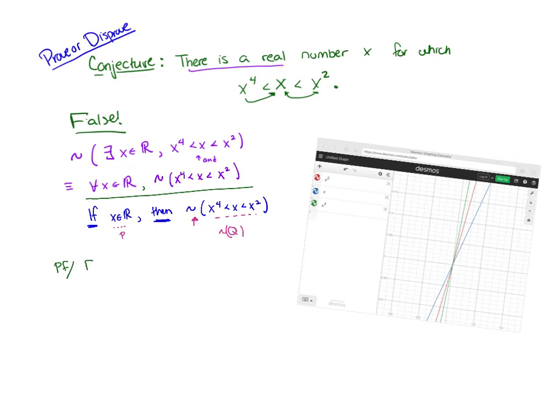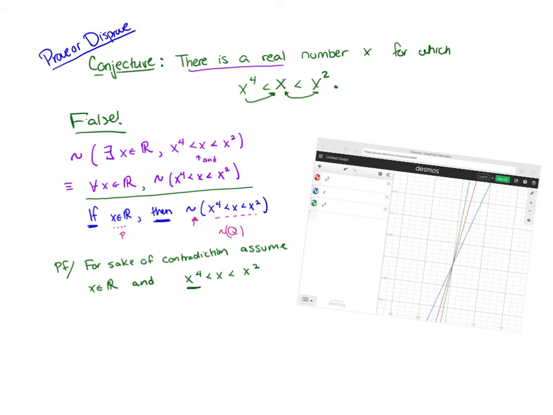So we can say, for sake of contradiction, assume x is in R and x to the fourth is less than x squared. Then let's think about what we know here. So I want to be able to maybe divide by x, but I can only divide by positive quantities when I'm working with an inequality.